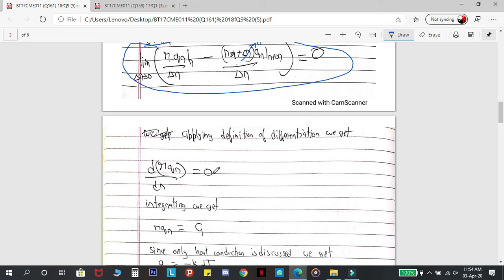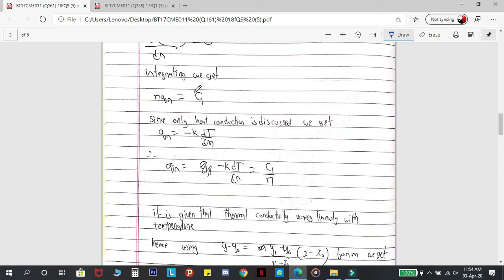Now when you integrate this, since this is 0, the integration will give R QR is a constant C1. So we'll get QR is C1 by R. Now this question is only considering heat conduction and not convection. So QR can be taken as minus K dT by dR according to Fourier's law. Substituting this, you get minus K dT by dR is C1 by R.